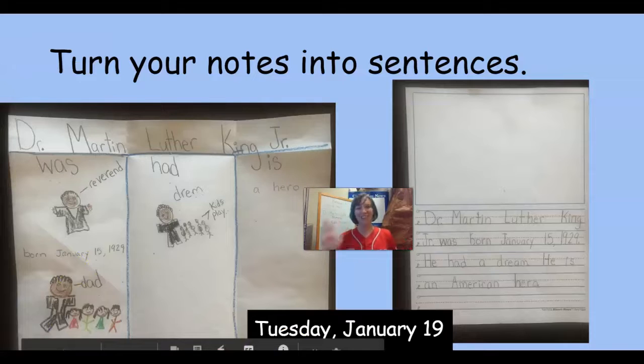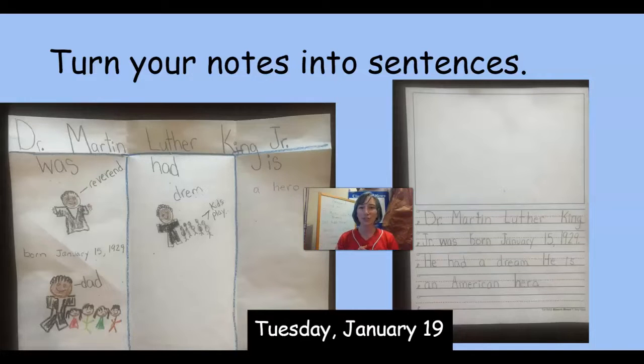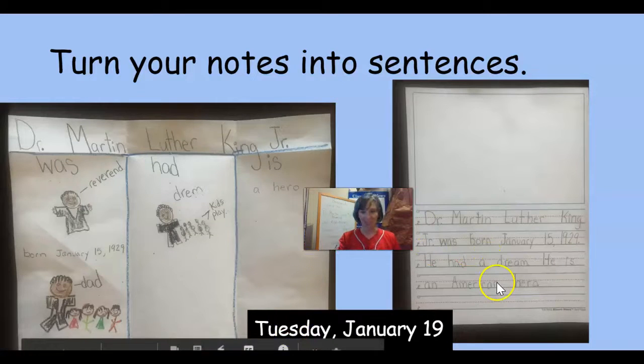Hi, Awesome Osprey kindergartners. Last week you spent the whole week researching Dr. Martin Luther King Jr. We had a big question, which was, who was Dr. King? And you spent the week researching, reading, listening, and searching for information to fill your note taker. So you did a lot of the hard work last week. So give your brain a kiss. And then today I'm going to show you how to turn your note taker into sentence writing. So let's get started.